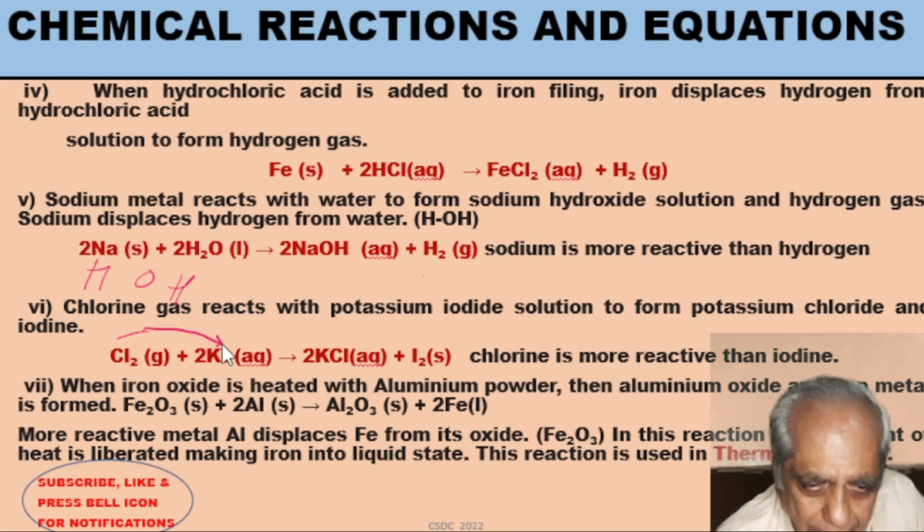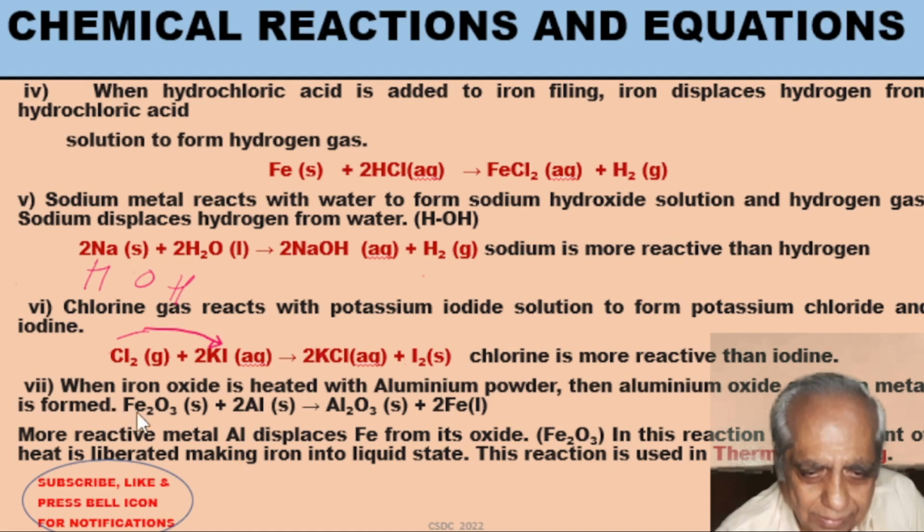Chlorine is more reactive than iodide, so it will form potassium chloride and iodine will get displaced. So I will get solid iodine and potassium chloride. So now you see, this is an example of negative.